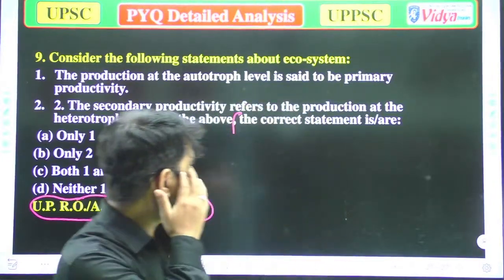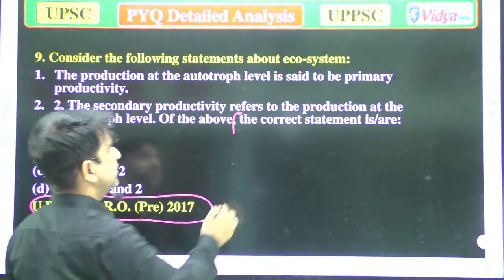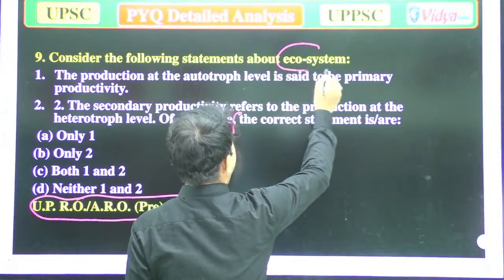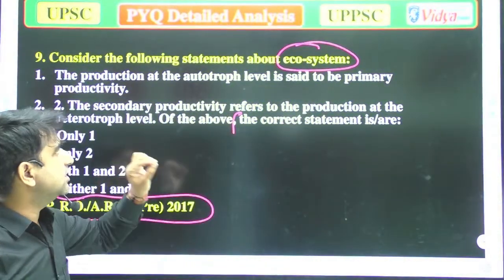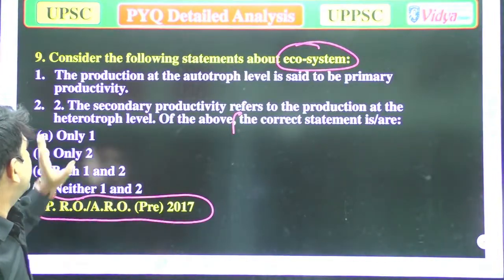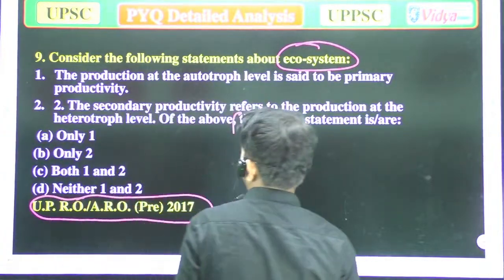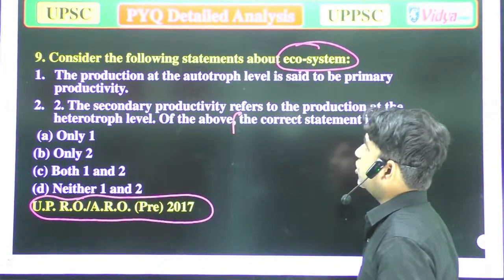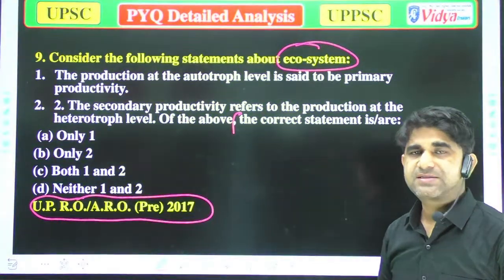Well, as I'm saying, this question is talking about the ecosystem, which means we have to study what an ecosystem is. Ecological system, that is, the ecological system makes an ecosystem. So the first point is: the production at the autotroph level is said to be primary productivity.